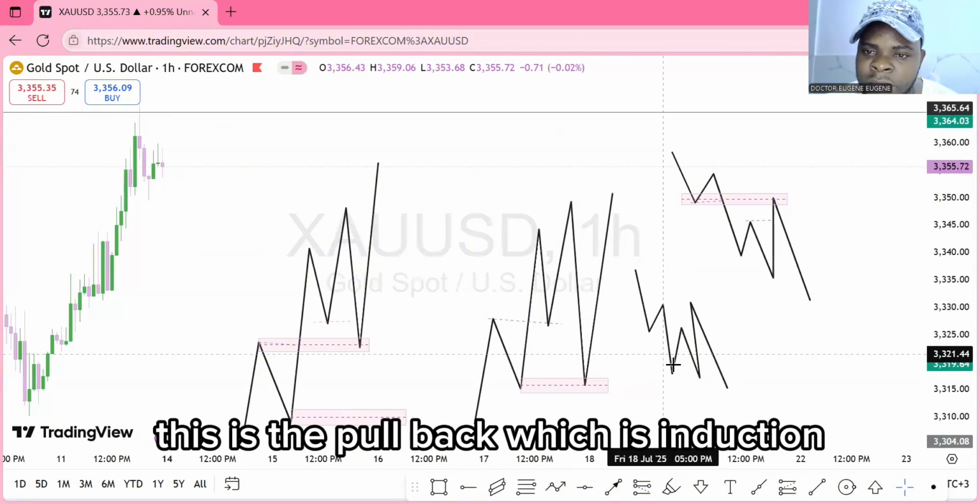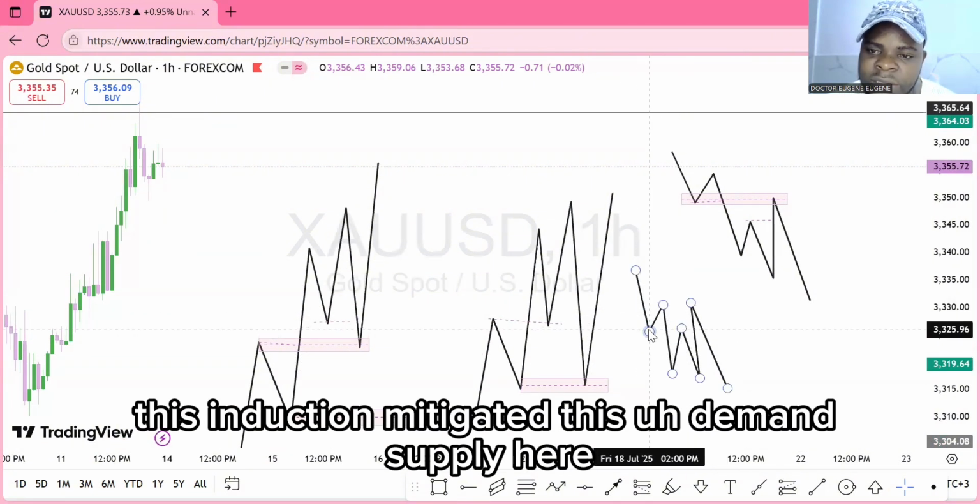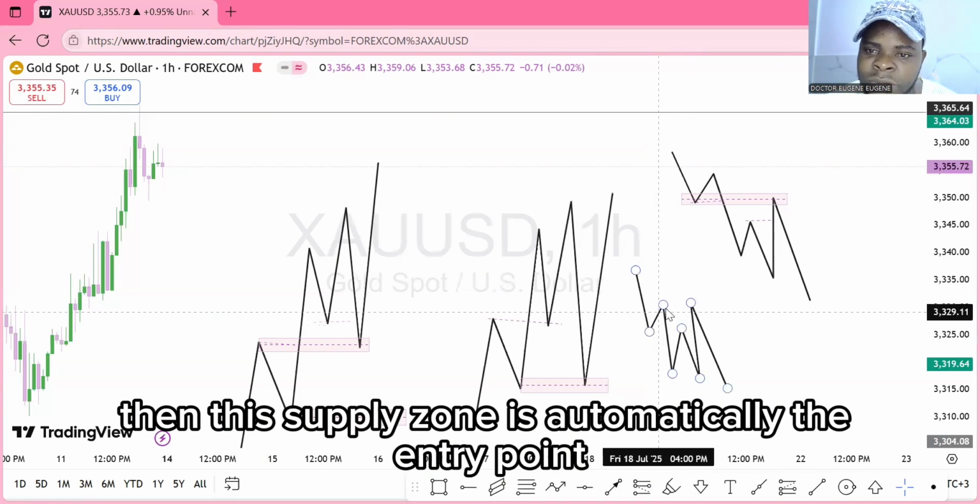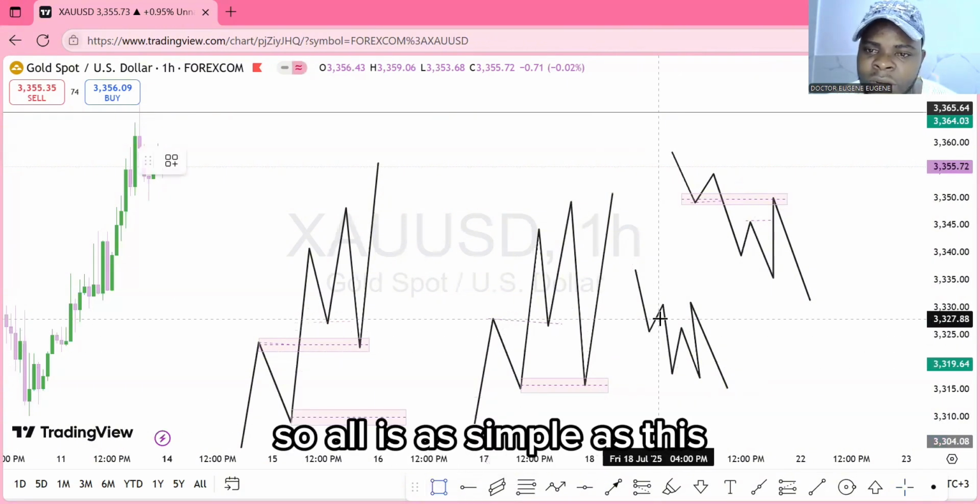One here, this is the pullback, which is inducement. This inducement mitigated this demand supply here. Then this supply zone is automatically the entry point. So all is as simple as this.